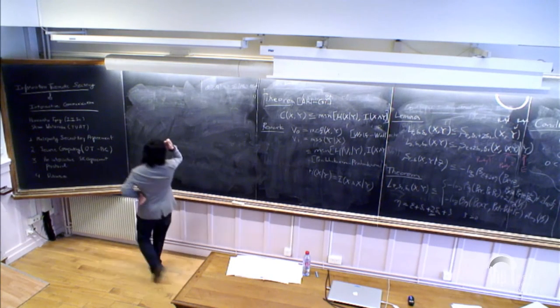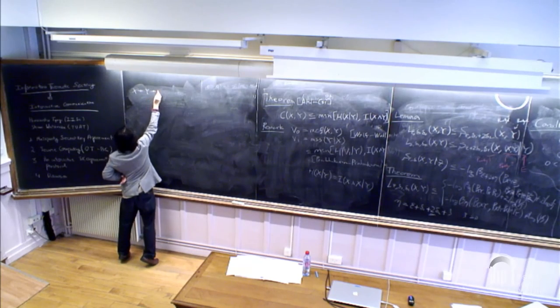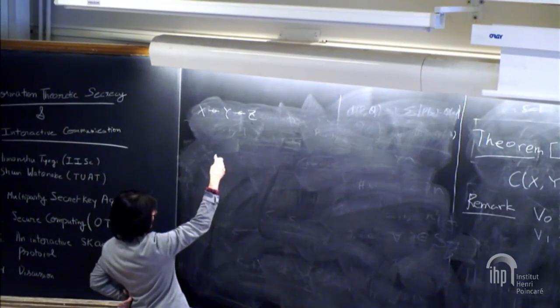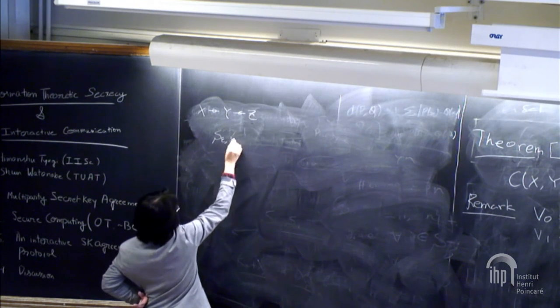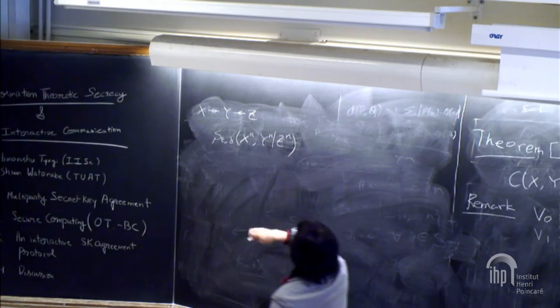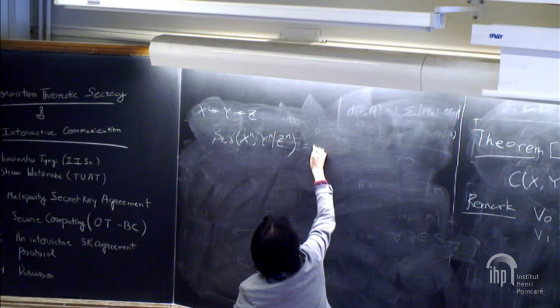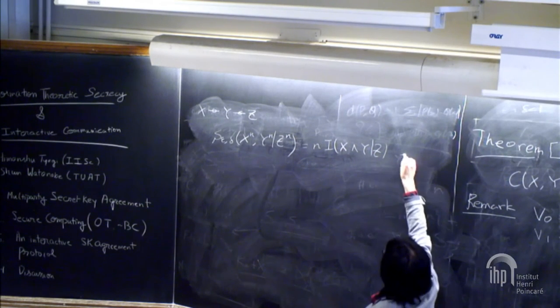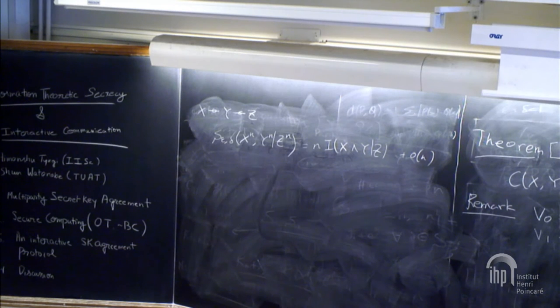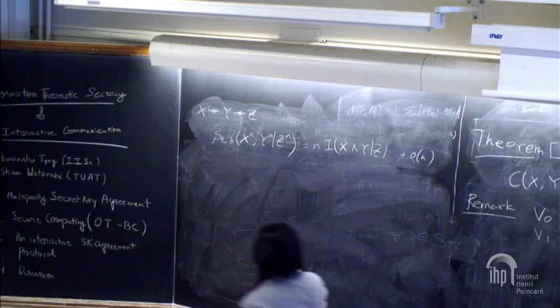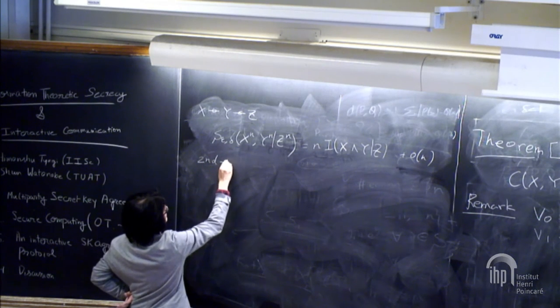Okay, so we consider this degraded case, such that X, Y, Z form a Markov chain. And as Himanshu explained, for this case and the IID setup, the length of secret key we can generate from this correlation is close to n times the conditional mutual information of X and Y given Z, plus some o-term. So now we'd like to focus on a more refined analysis of this term, which is called second order analysis in information theory.